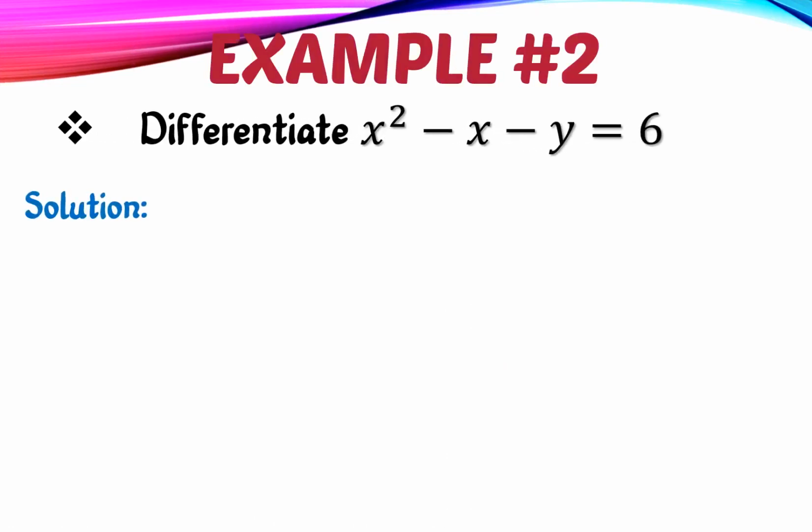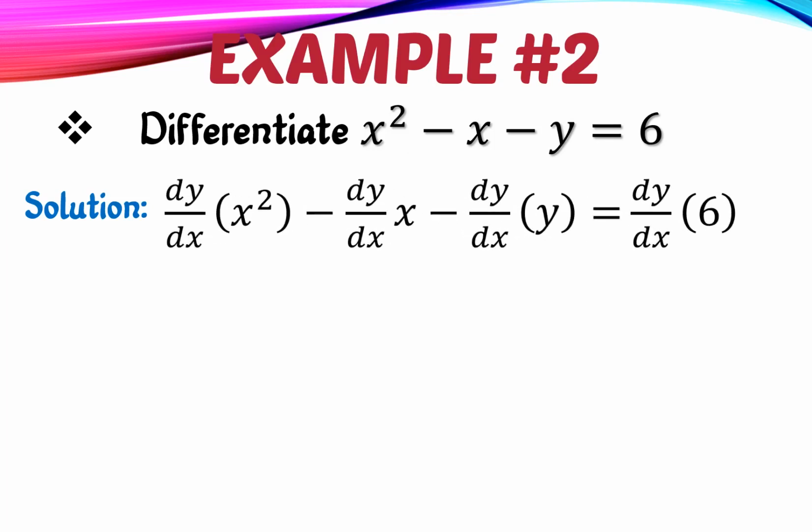Okay, let's have another example. Differentiate x squared minus x minus y is equal to 6. Applying the procedure, the first step is to differentiate both sides of the equation, or each term of the equation. So we will have the derivative of x squared minus the derivative of x minus the derivative of y equals the derivative of 6. Applying the rules for differentiation, the derivative of x squared is 2x, the derivative of x is 1, and the derivative of y is also 1, and then we attach dy dx. And then the derivative of 6 will be 0.